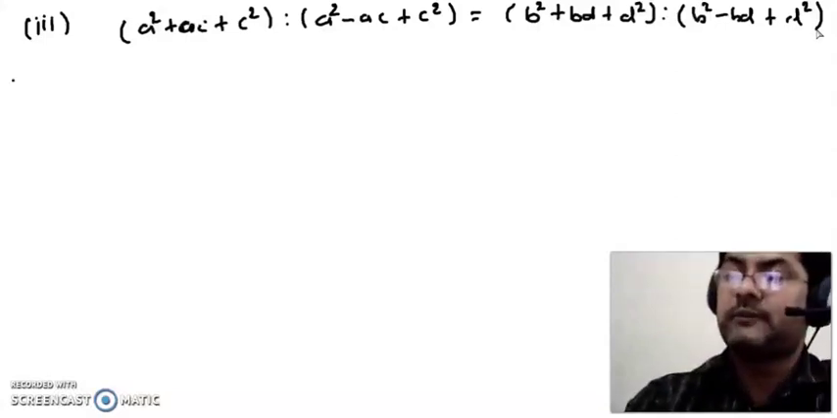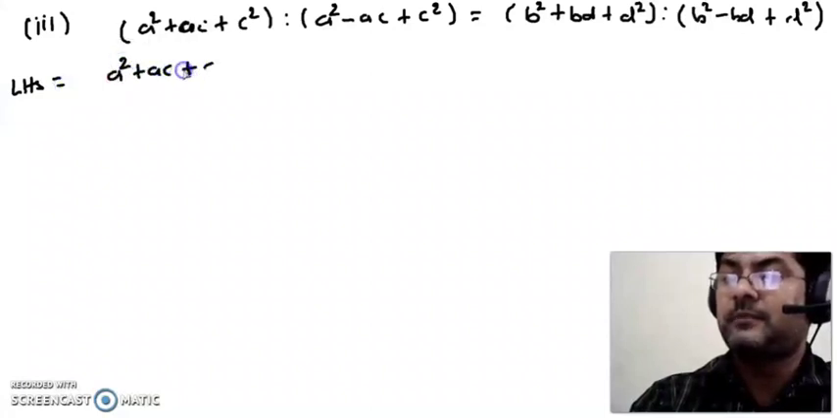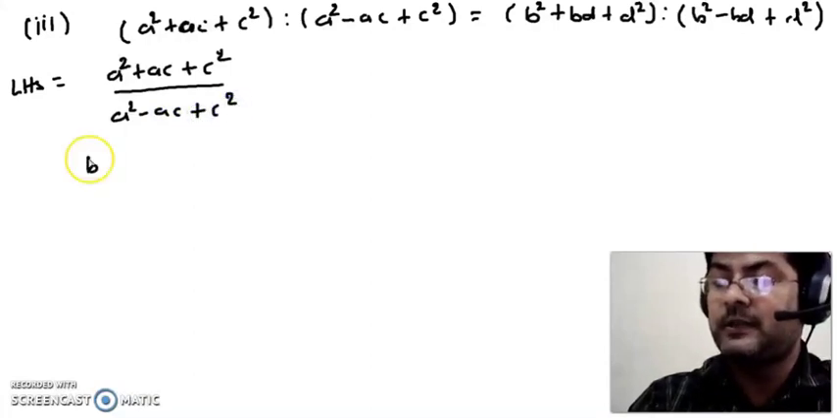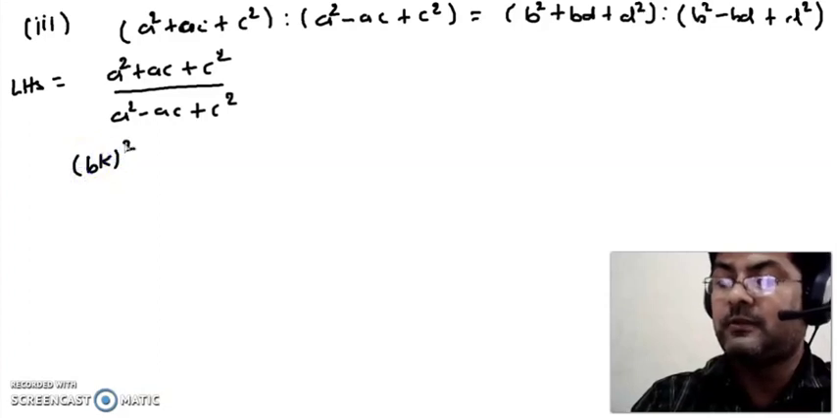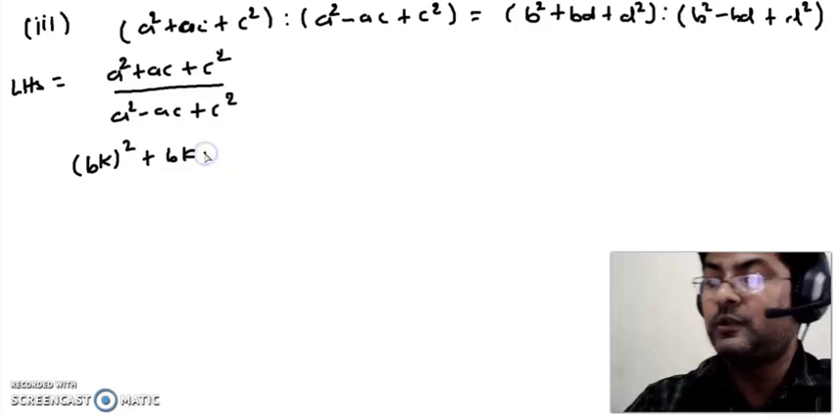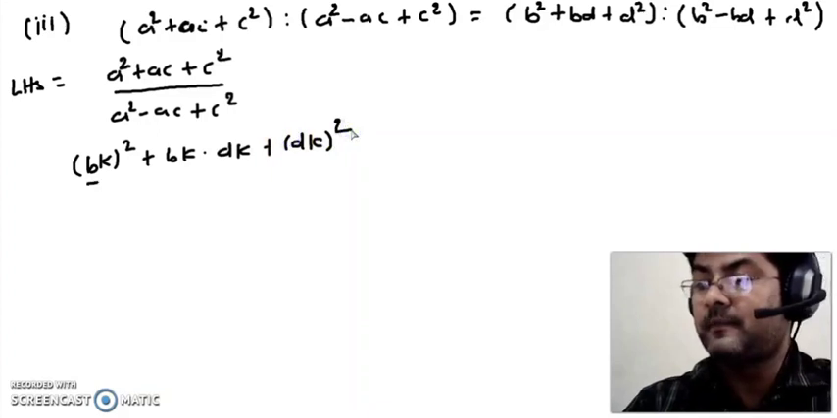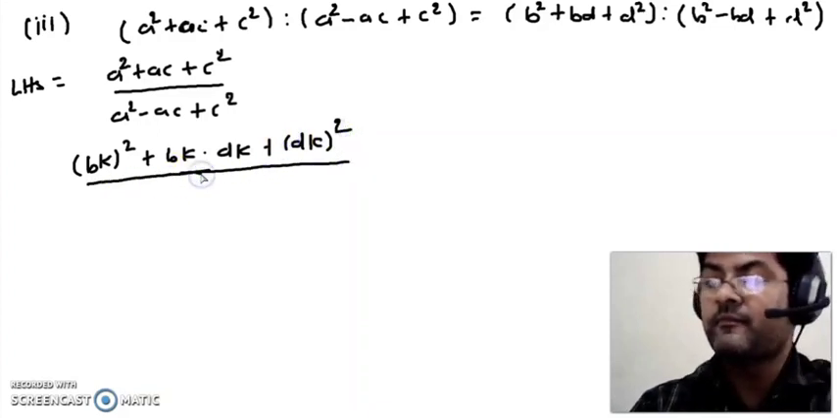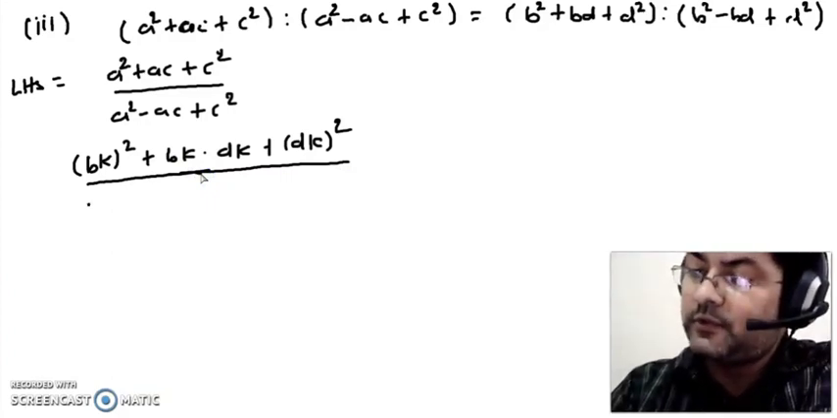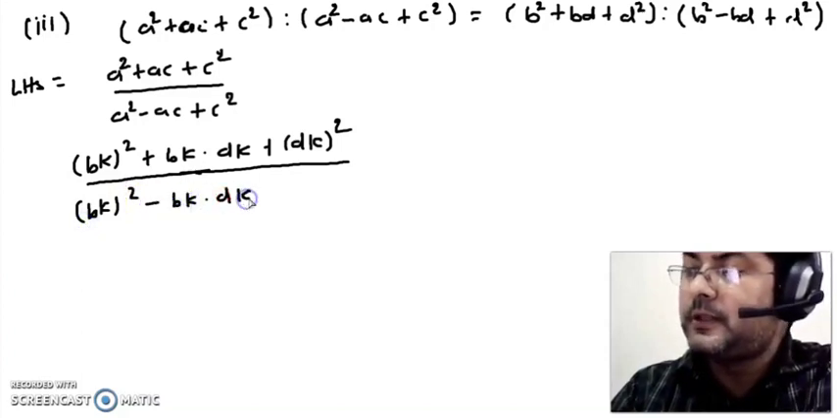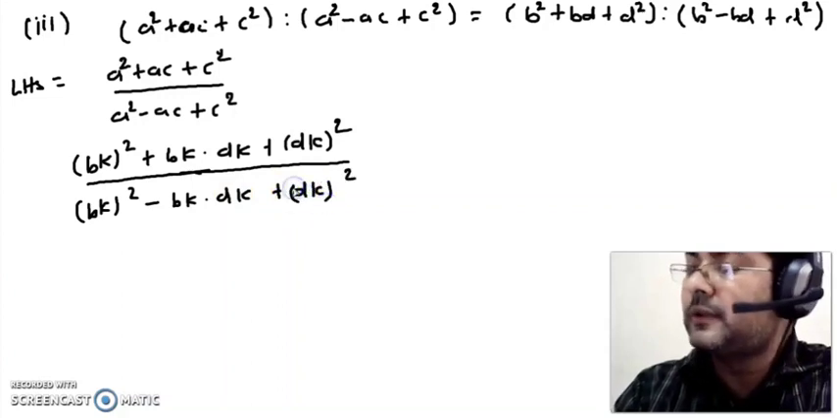Okay, so let us take the left hand side. LHS is A square plus AC plus C square upon A square minus AC plus C square. The value of A is BK, so BK the whole square plus BK into the value of C, which is DK, plus DK the whole square. Again the same values: BK the whole square minus BK into DK plus DK the whole square.